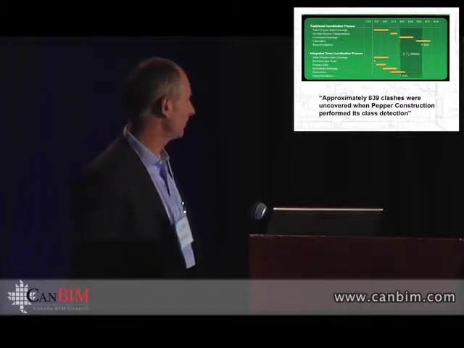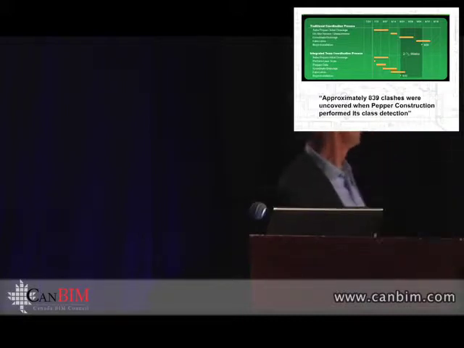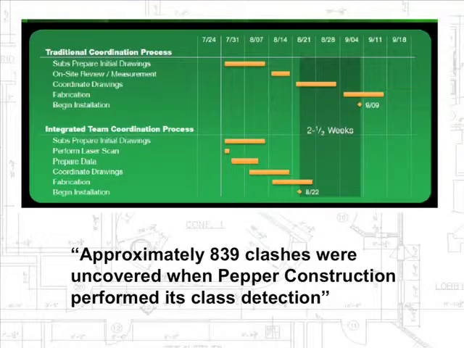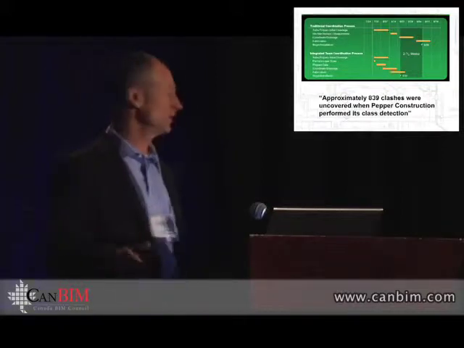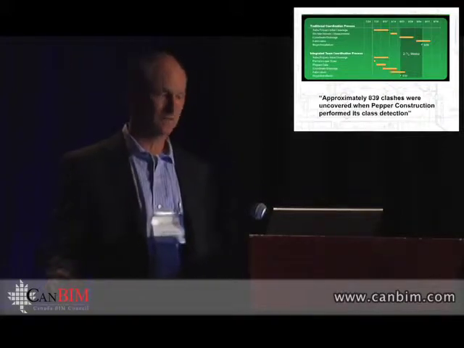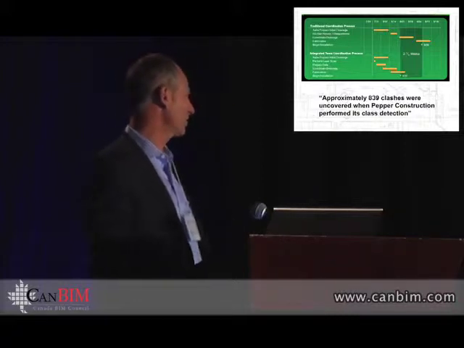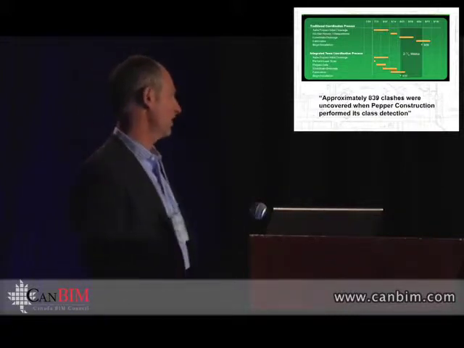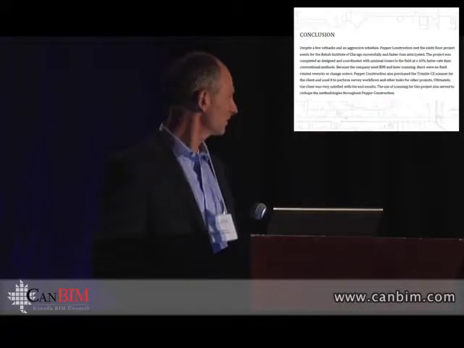So you can see, just from the scan, the shortest little blip on the bottom one is the actual time to do the scan. But you can see they got the drawings out the door much faster. The fab was done much earlier, and they could begin the installation much sooner in the process. And a powerful quote at the bottom there, too. 839 clashes were uncovered prior to going in.